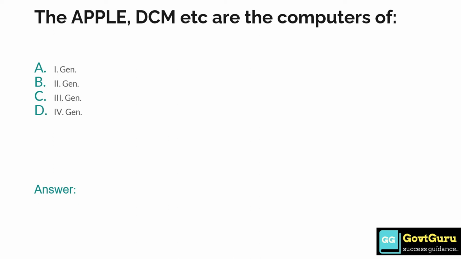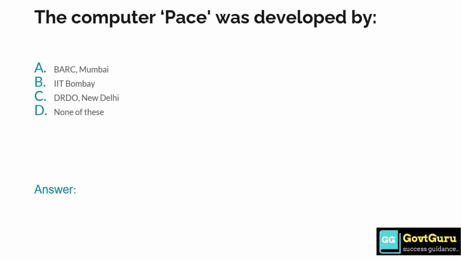The Apple, DCM, etc. are the computers of option A first generation, option B second generation, option C third generation, and option D fourth generation. So the answer is option D, that is fourth generation. The computer PACE was developed by option A BARC Mumbai, option B IIT Bombay, option C DRDO New Delhi, option D none of these. So the answer is option C, that is DRDO New Delhi.